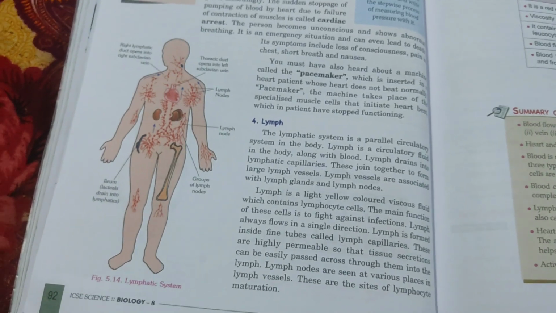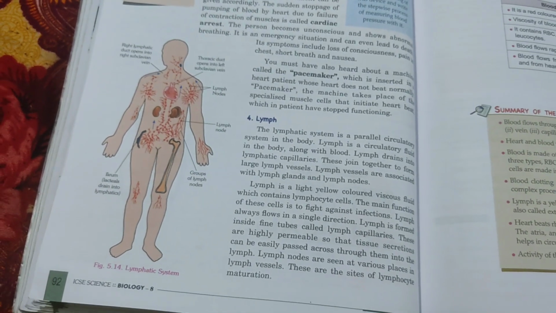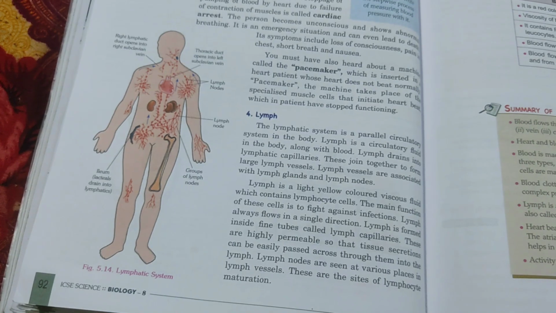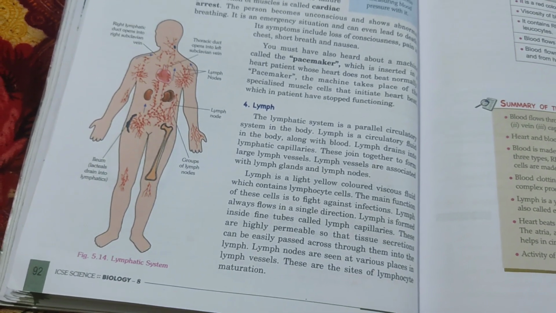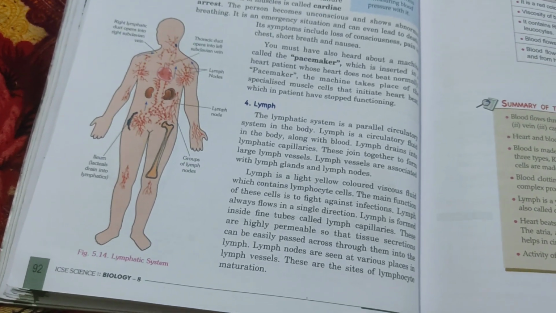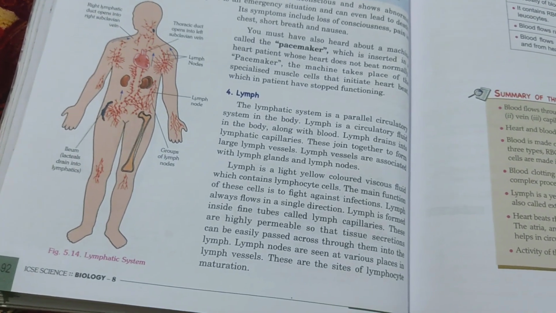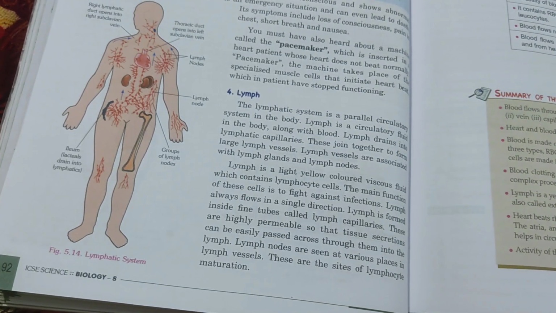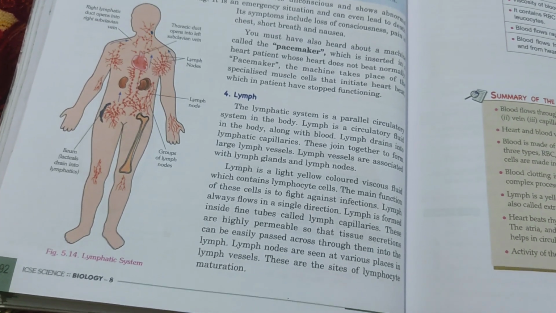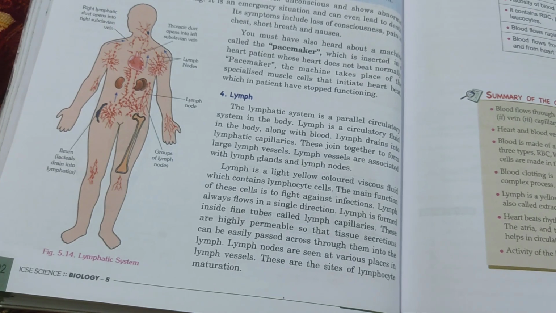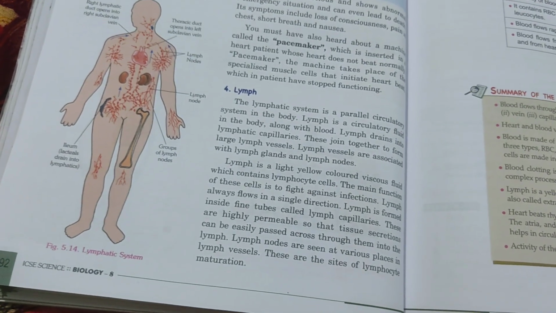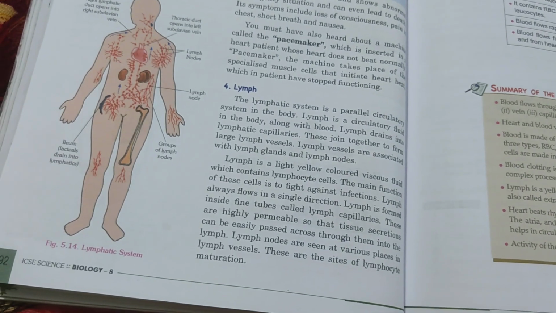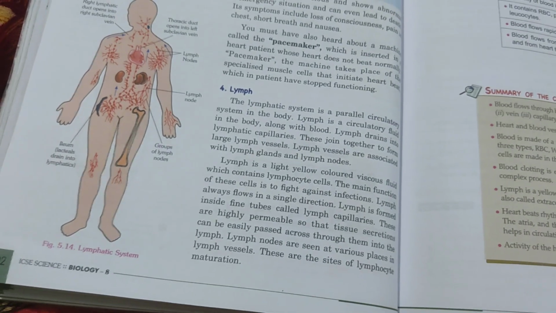Lymph is a light yellow colored viscous fluid which contains lymphocyte cells. What is its function? Whenever any infection occurs, lymph comes to fight against it. It always flows in one direction. It is formed inside fine tubes called lymph capillaries. They are highly permeable, meaning substances can be transported very easily. The tissue secretions can easily pass across into the lymph.